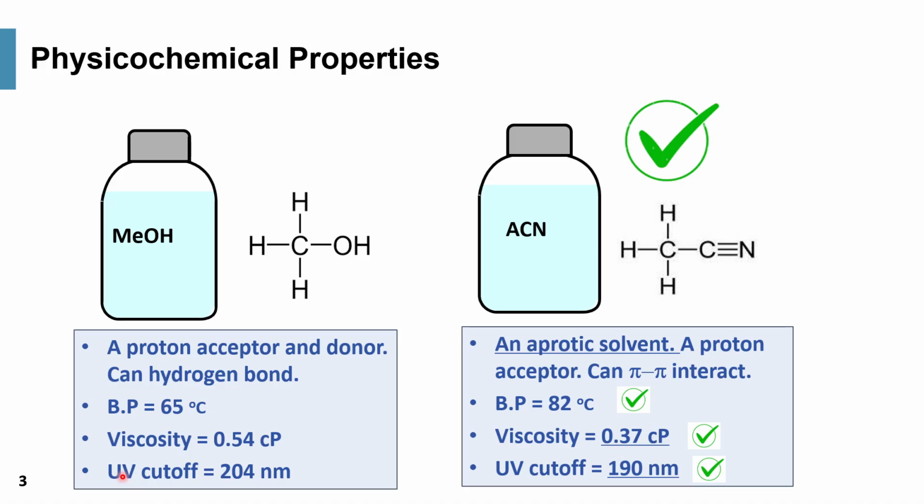Finally, the UV cutoff of methanol is 204, while acetonitrile is much lower, so acetonitrile can support higher sensitivity at far UV detection. So in these aspects, the acetonitrile appears to be superior from the physicochemical properties point of view.